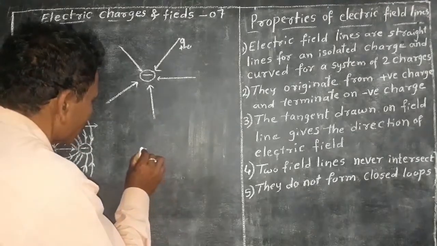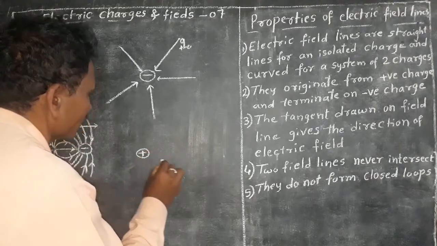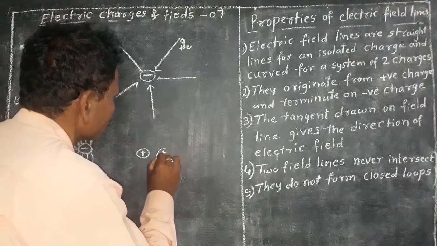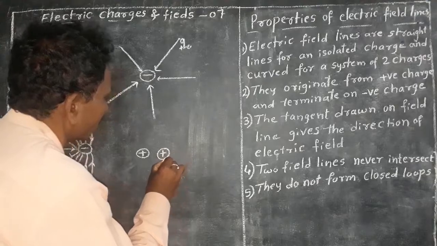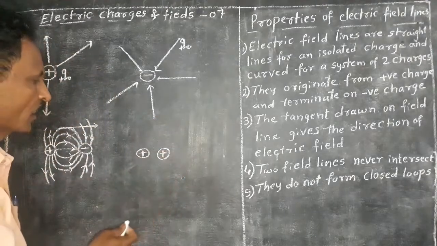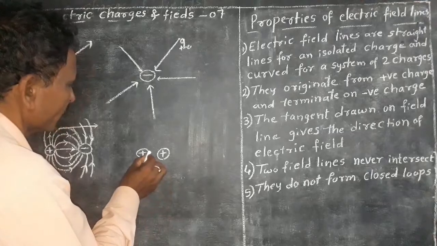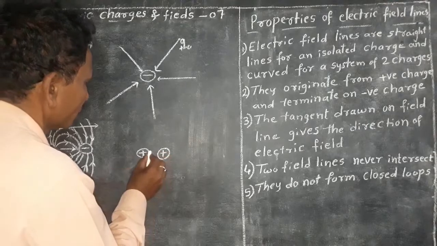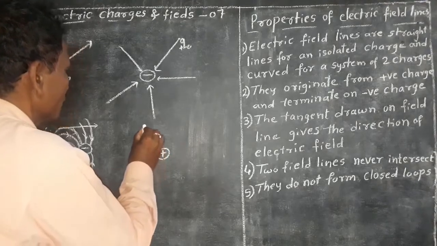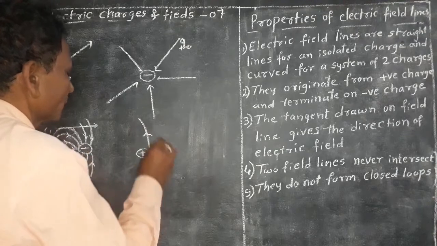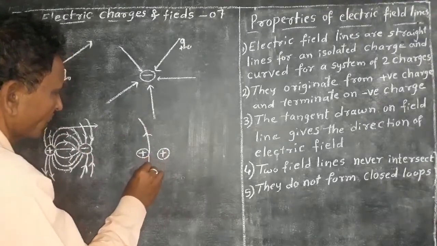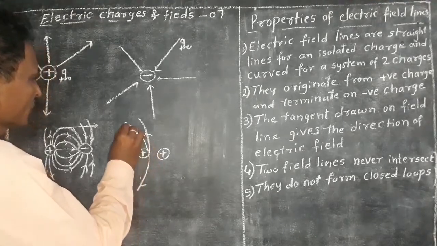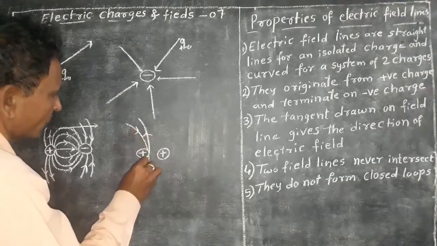And now two similar charges, plus plus or minus minus, also produce electric environment around them. If a test charge is placed at this position, due to repulsive force of the other, the test charge moves away from the second charge. If it is placed here, it moves in this direction. From different positions, the paths are different.